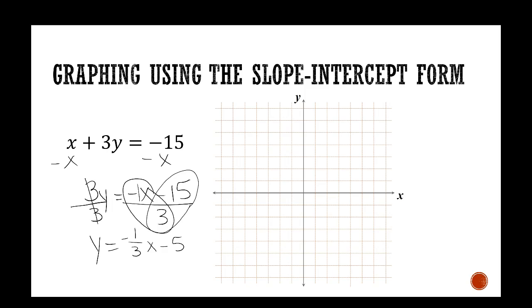So to graph that, I start at the y-intercept, which is -5. A slope of -1/3 tells me to go down 1 to the right 3. Okay, down 1 to the right 3, there you go. And again, my slope ended up to be a -1/3, so my line should be going down, and it is.